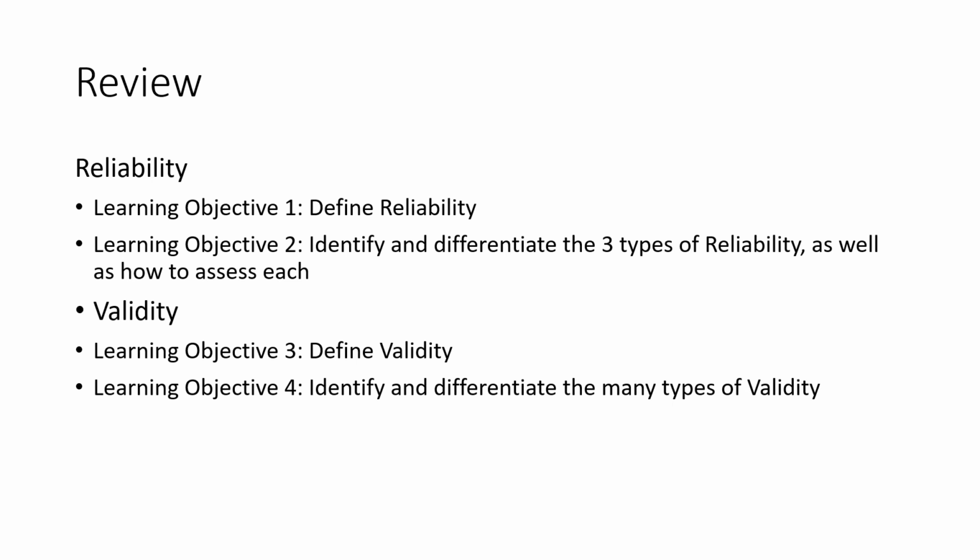In review, we talked about reliability. You should now be able to define and explain reliability in detail. You should also be able to identify and differentiate those three types of reliability as well as how to assess each, since we looked at those. Then validity, we talked about that. You should be able to define validity, and you should be able to identify and differentiate those many different types of validity. And then from that last slide, you should be able to talk about whether something can be reliable and valid, reliable but not valid, or valid but not reliable.